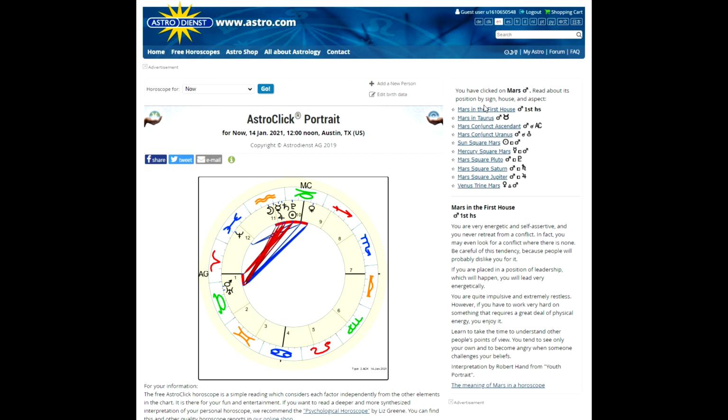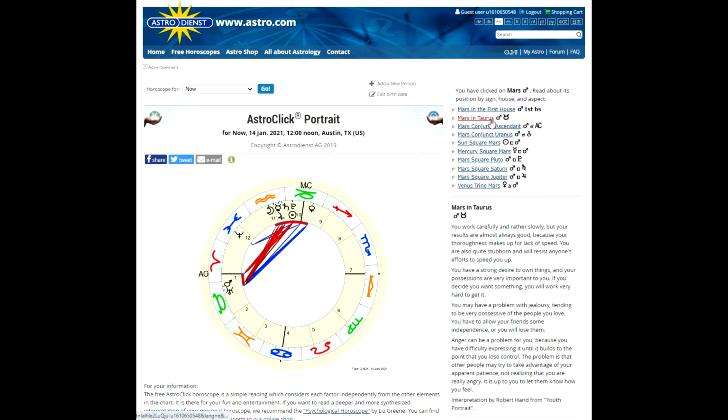You're very energetic and self-assertive, and you never retreat from a conflict because it's kind of Mars energy here. But it also provides you with more things to click on up here, talking more about Mars specifically. So we're zooming in on this Mars and the different things it's experiencing in this particular horoscope. So you have Mars in the first house, you can select Mars in Taurus, and it pulls down some more information about Mars in Taurus. And you can even dig more into aspects, which is something that I didn't really talk about other than to say don't worry about them right now.